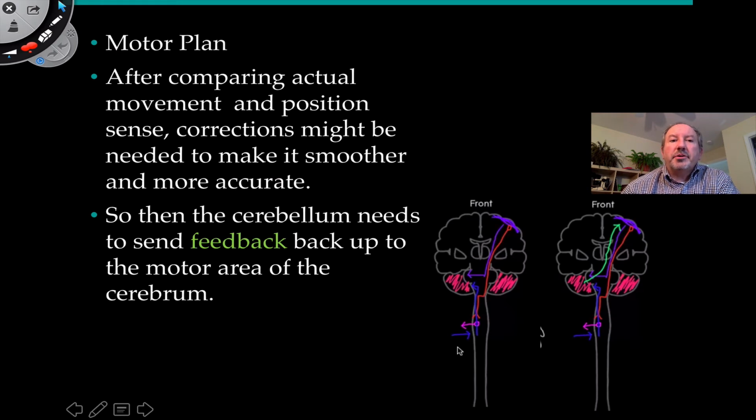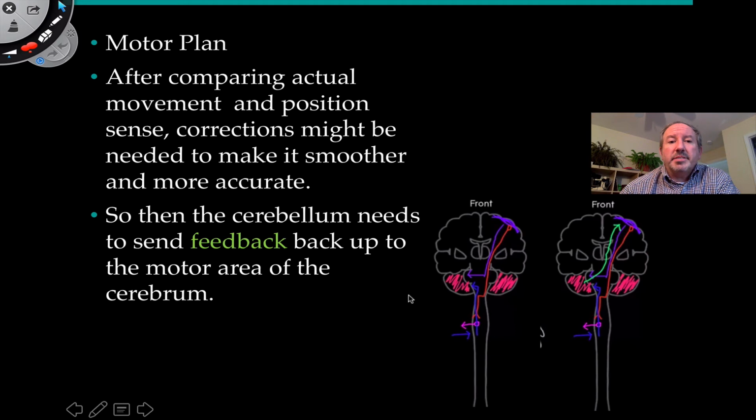And so after comparing, if you will, the actual movement to the position sense, in other words, sort of figuring out how that motor plan is going, corrections might need to be made to make the operation smoother or more accurate. And I will add that it's often the case that corrections do need to occur, in other words, adjustments in coordinated movement. So this is what I was saying at the top of the video.